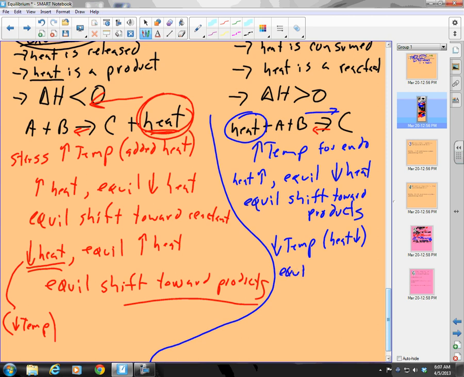My equilibrium then wants to increase heat. So how do I increase heat? Well, heat is a reactant. That means my arrow has to go this way, meaning I need to convert C into A, B, and heat, meaning my equilibrium shifts toward reactants. Okay, there we go.